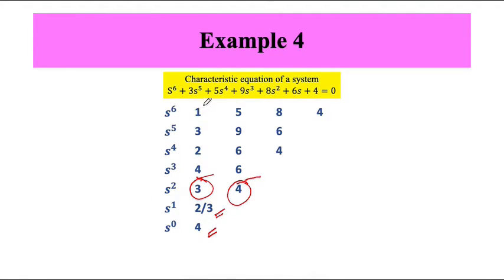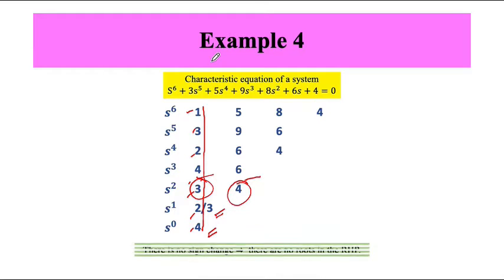So just consider the first column. There is no sign change, so all the terms are positive. There is no sign change. That means there is no root in the right half plane.